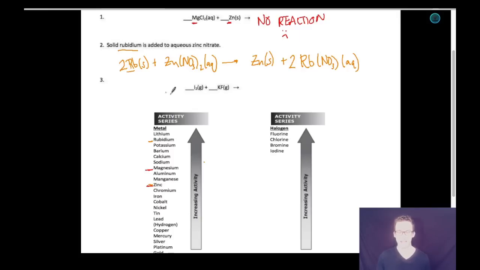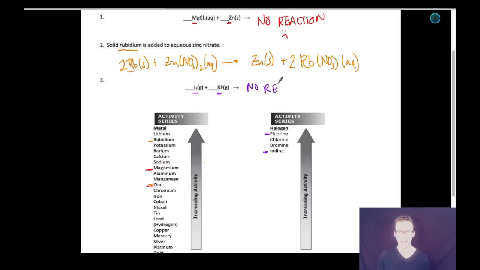Okay, the last example that you've got in your notes there, we've got a non-metal here, and we've got some aqueous compound, potassium fluoride. Now we're going to focus on the non-metal activity series, or halogen activity series. We've got iodine trying to replace fluorine. In this example, iodine is not as active as fluorine is, and so this reaction is not going to occur.